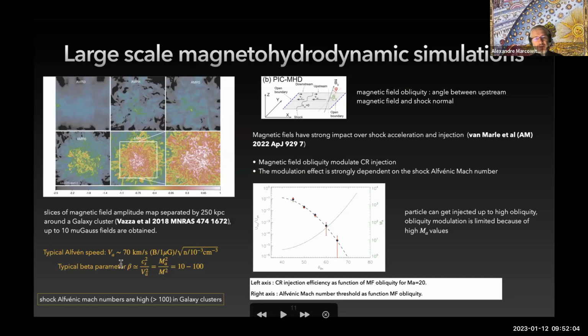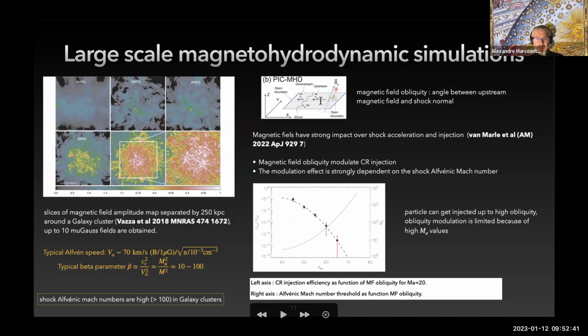I would like to mention that the typical Alfvén speed in a cluster is rather small. That means that the plasma beta of a cluster is rather high. It's a ratio of the sound speed squared to the Alfvén speed squared. You have a factor 2, in fact, but it's around 10 to 100. So these are very peculiar places with respect to the interstellar medium, which has a beta of the order of 1. So this makes things a bit different.